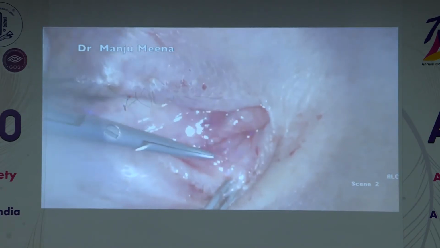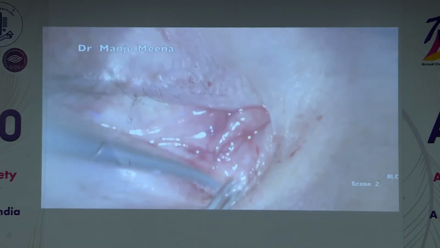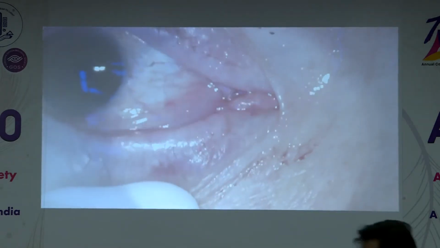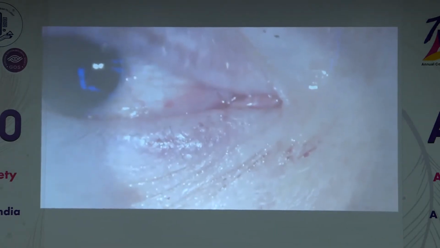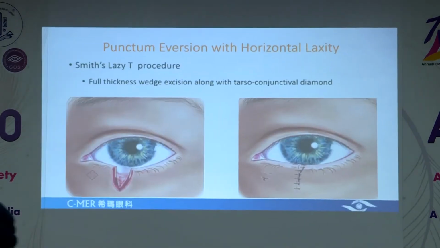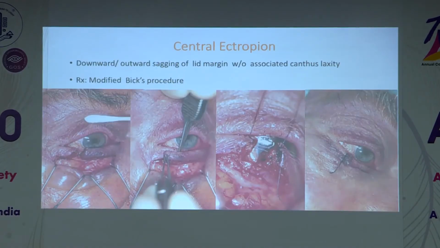If it's severe ectropion, you can exteriorize the sutures, which will help in complete inversion in those cases. But if mild ectropion is there, then only this technique will help. You can see inversion of the punctum. In the cases where horizontal laxity is also there, it's always important to reduce the amount of horizontal tissue along with the diamond excision. So the lazy T procedure can be done, where a wedge of the eyelid tissue is excised and the wound is sutured in a standard technique.